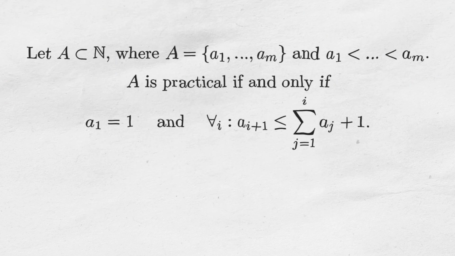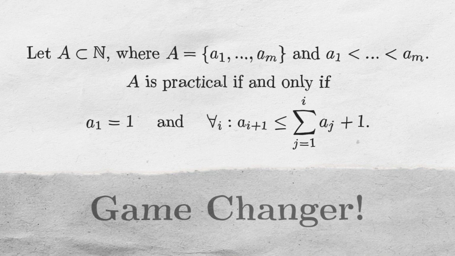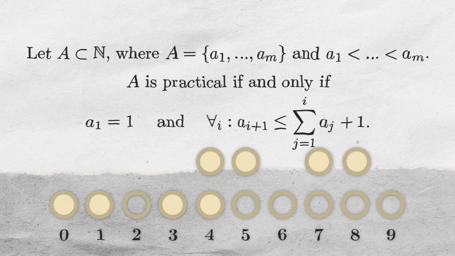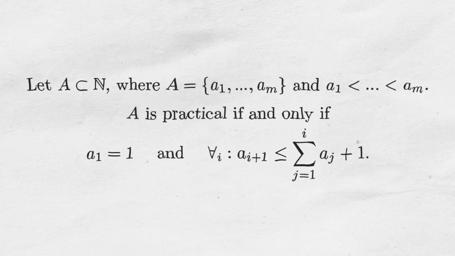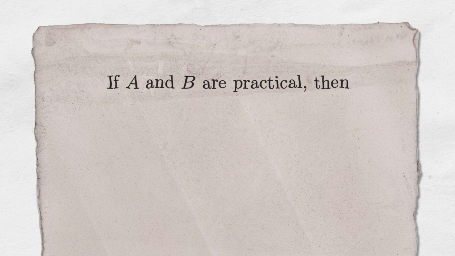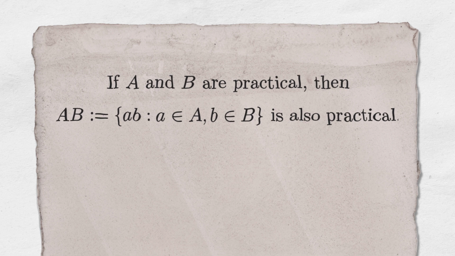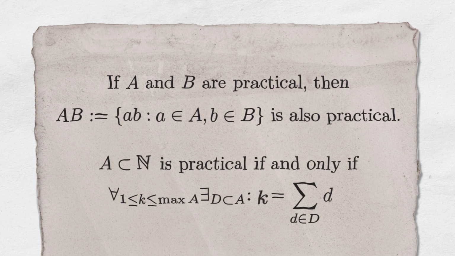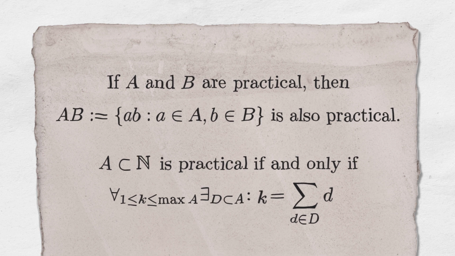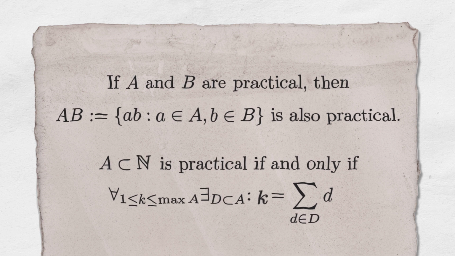Now, this characterization theorem is a game changer. Not only does it describe the nature of practical sets, but it also allows us to prove several results about them. For example, now we are able to prove that a product of two practical sets, defined like this, is also practical, or that a set A is practical if and only if each number between 1 and the maximum of A is representable by a sum of distinct elements from A.